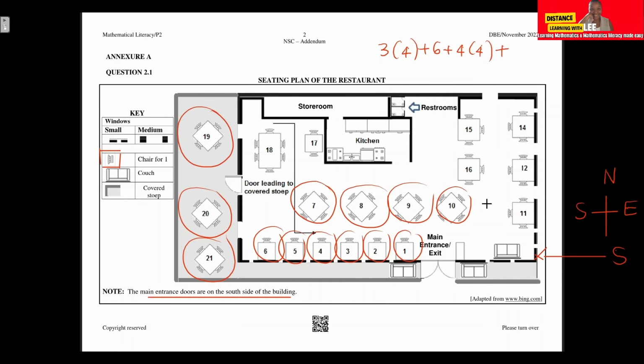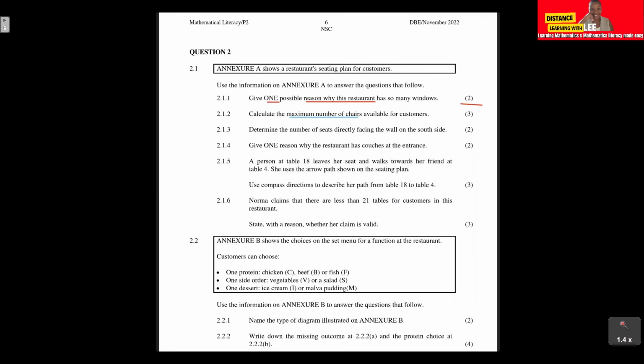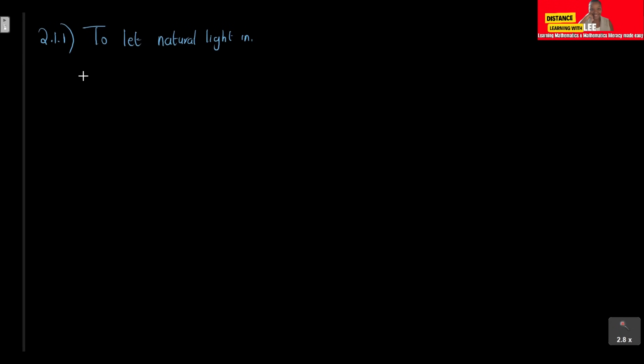Then plus, here you've got tables that just have 3 chairs. So we've got 1, 2, 3, 4, 5. So I'm going to say plus 3 times 5, and then lastly plus the 2 chairs here, plus the 6 chairs there. Right, so that's basically how I'm going to do my counting. And I'm going to punch these values into my calculator, and that's going to give me the maximum number of chairs available for customers in this restaurant.